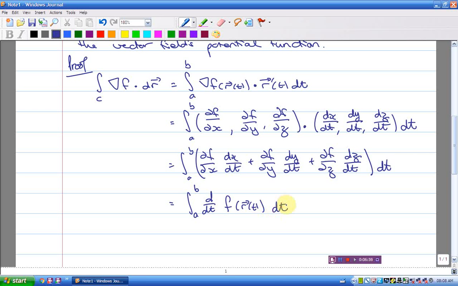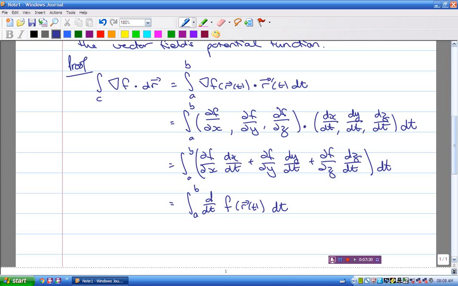F is explicitly a function of x and y and z, but x and y and z are functions of t. Therefore, we can calculate the derivative of f with respect to t, because the derivative of something is always how one thing changes as a result of another thing changing. And if t changes, t will change x and y and z. And if x and y and z change, then that'll change f. So f does change if t changes, so df by dt is a legitimate derivative.